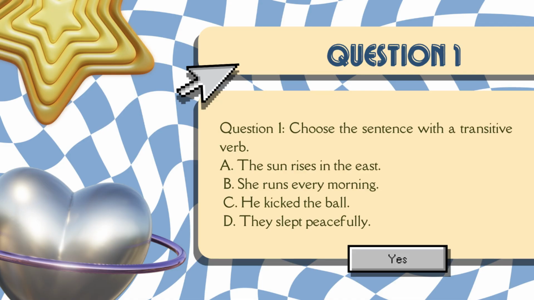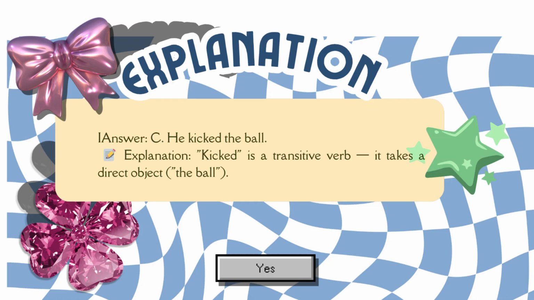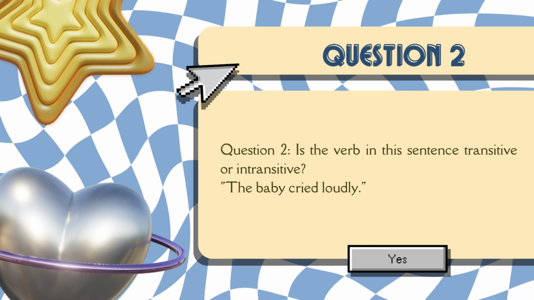So, the answer is C. He kicked the ball. So, why is the answer C? Okay, because kick is a transitive verb. It takes a direct object, which is the ball. Okay, so let's move to the next question.